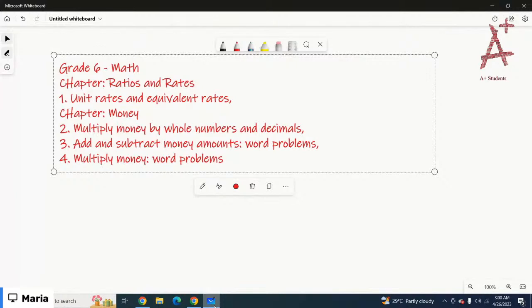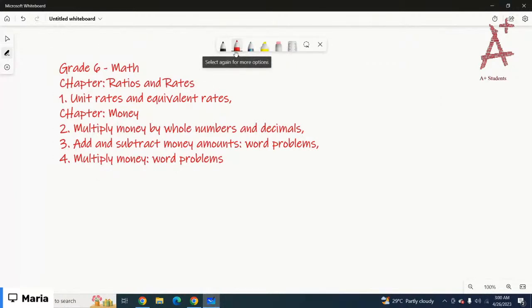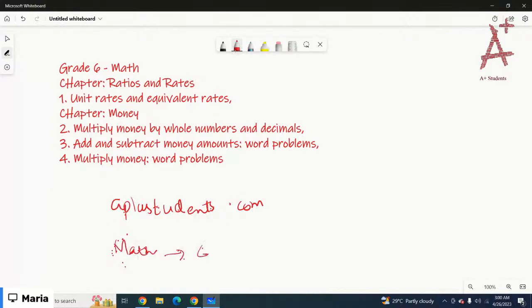We're going to start with grade 6 maths. You can find all the lessons on aplusstudents.com. You have to log in there using your email address, and the password is provided by the administrator. Then you have to select math from the subject tab. Scroll down to grade 6 maths and then click on view all lessons.